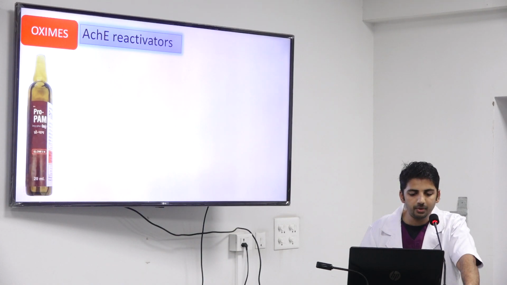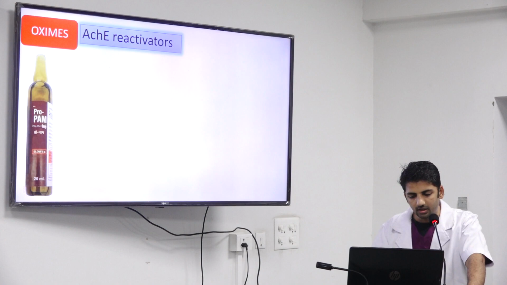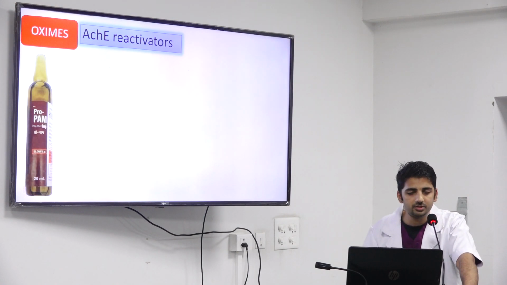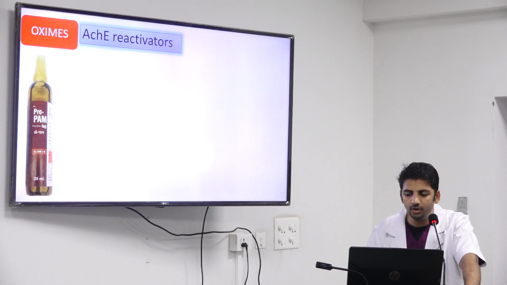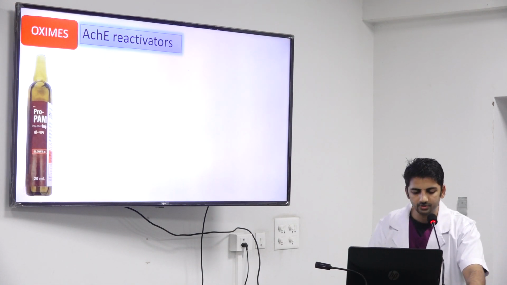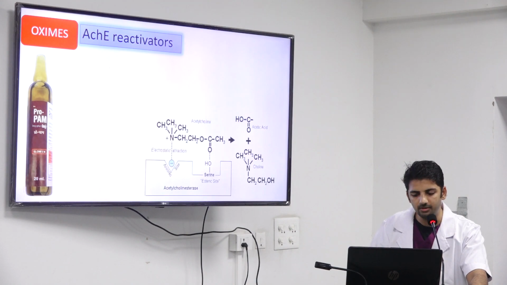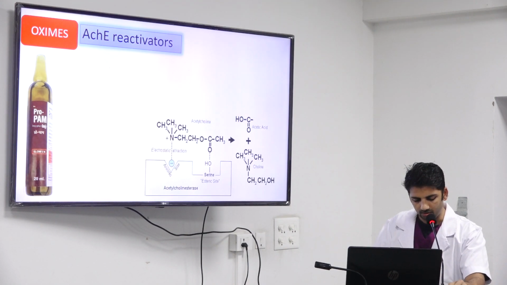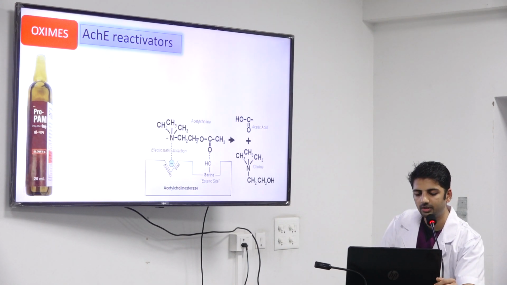So the third part of the management is the acetylcholinesterase inhibitor reactivators. The commonest drug which we use is pralidoxime. Apart from this, obidoxime and trimedoxime are the other drugs available, but pralidoxime is quite cheap and easily available.